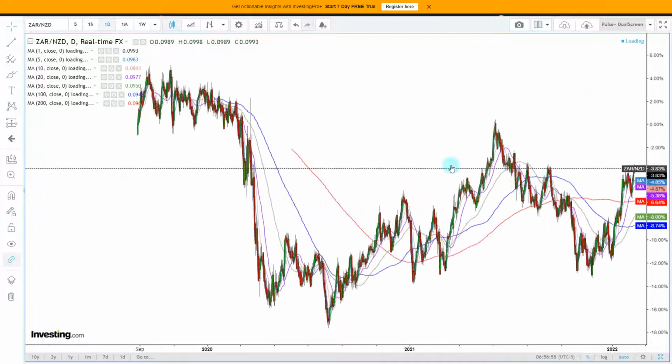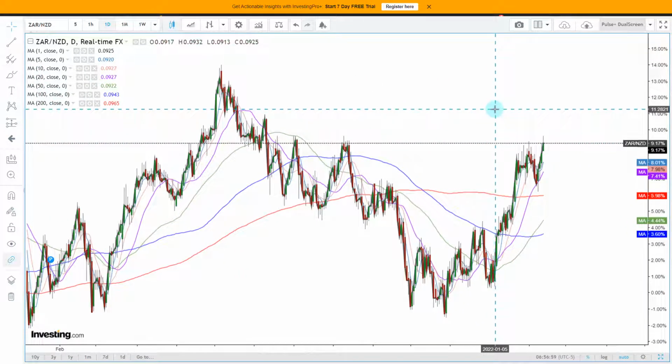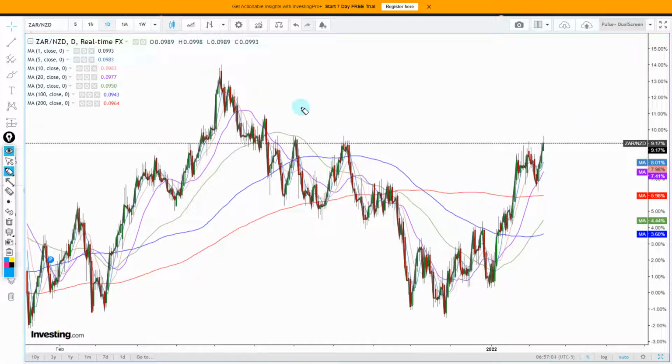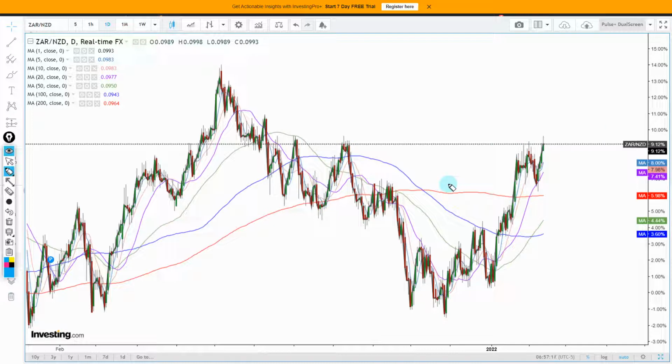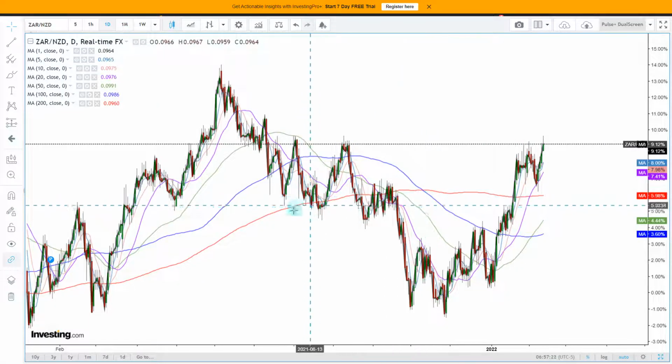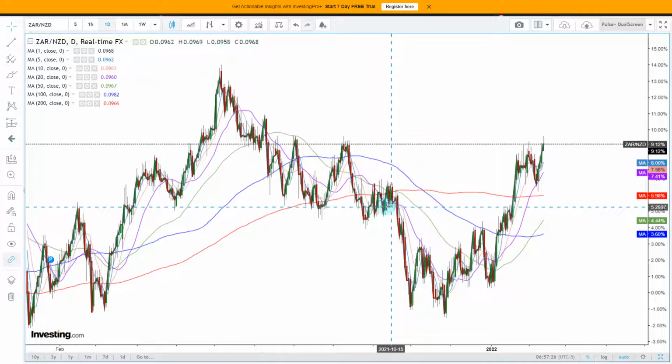Let's go here and look at the daily data points. On the daily data points, we do have a bit of a complicating factor, and that is this pretty clear inverse head and shoulders pattern that is potentially developing. That is a bullish technical pattern. It is a reversal pattern. What is further beneficial to the bulls here is that we have been able to get above this red 200-day moving average in this case.